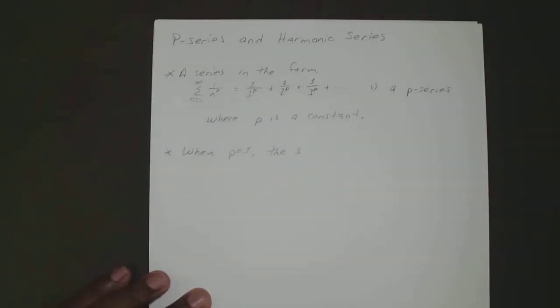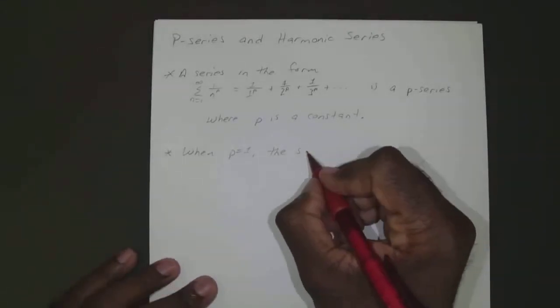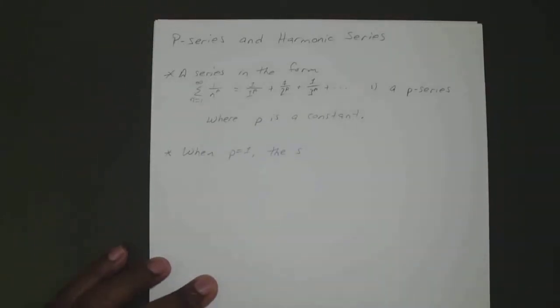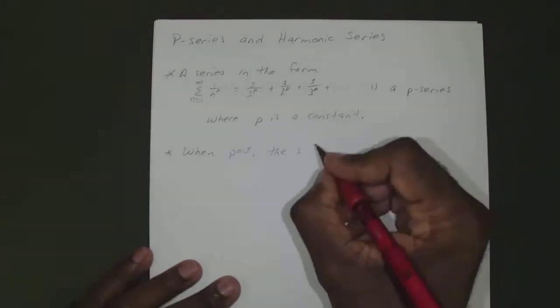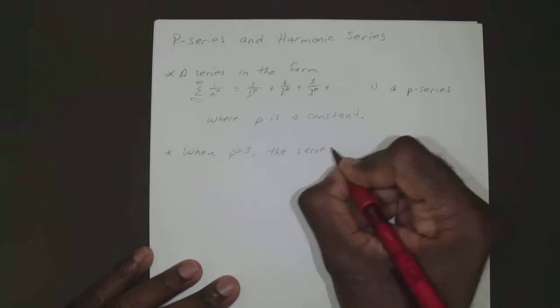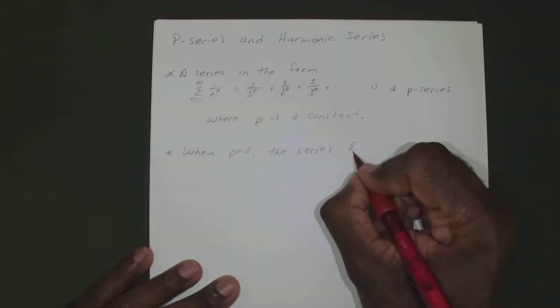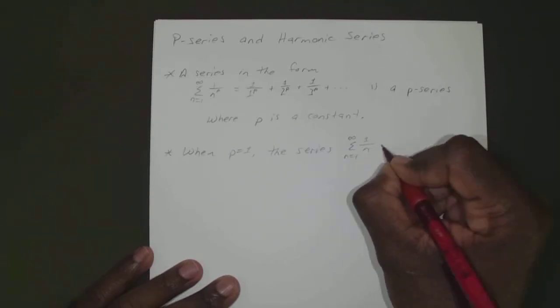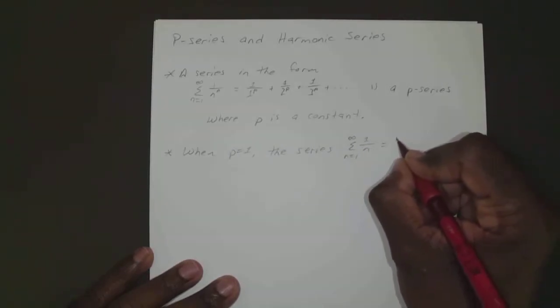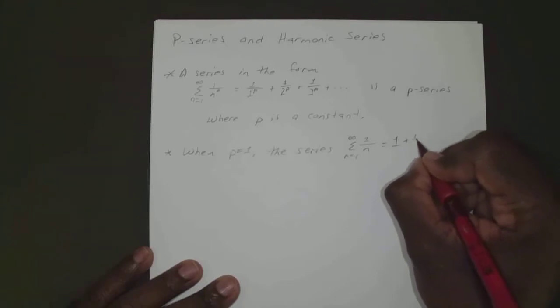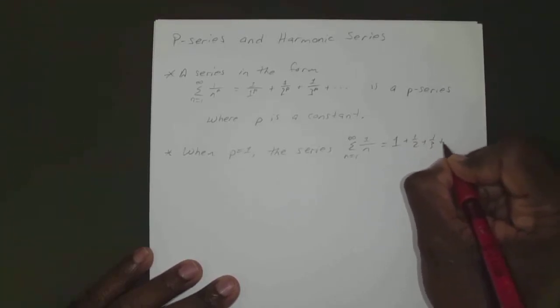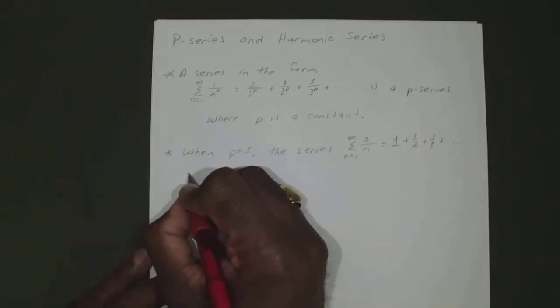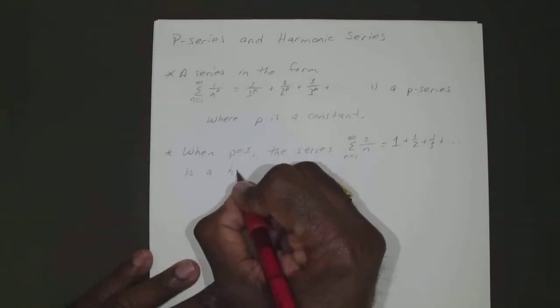Does that mean there's only one harmonic series? Yep, just when p is equal to 1. But actually, it's more than one because it can be written different ways, and I'll show you in a second. So from n equals 1 to infinity of 1 over n, which is 1 over 1, which you might as well say 1 plus 1/2 plus 1/3, is a harmonic series.